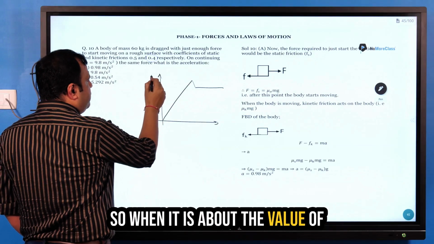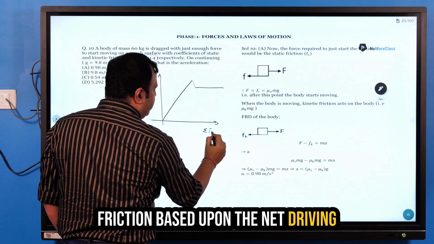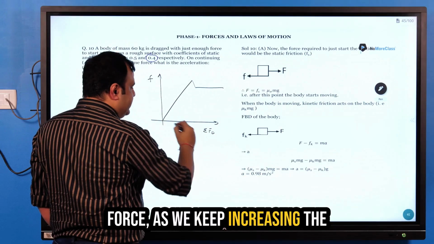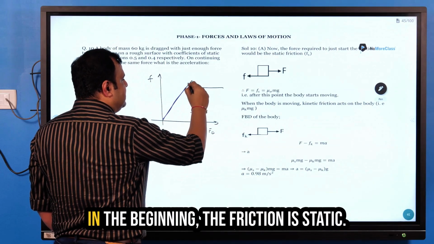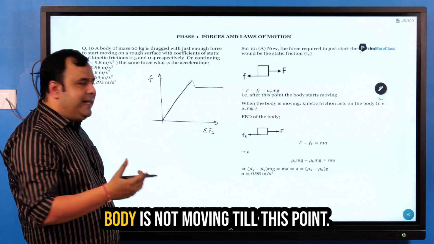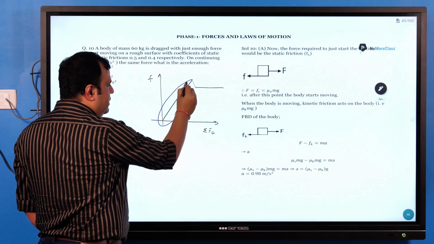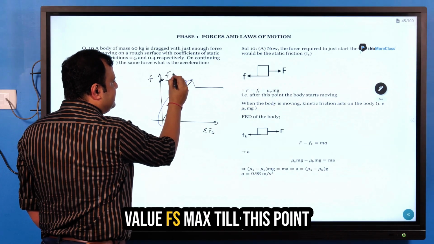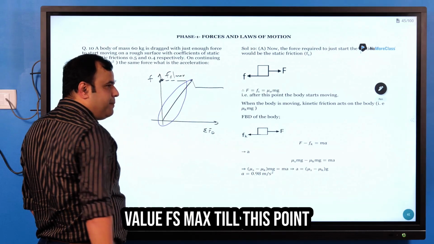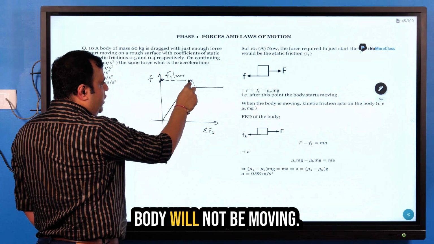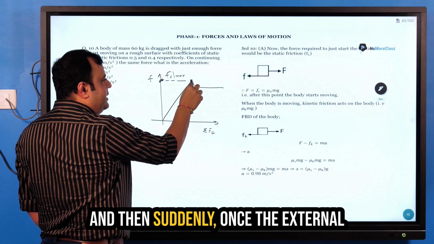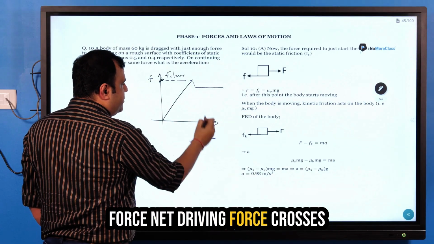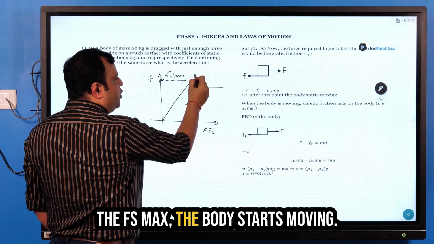When it is about the value of friction based upon the net driving force, as we keep increasing the driving force, friction keeps increasing. In the beginning, the friction is static, the body is not moving till this point, and it reaches the maximum value, Fs max. Till this point, the body will not be moving. And then once the external force, the net driving force, crosses the Fs max, the body starts moving.